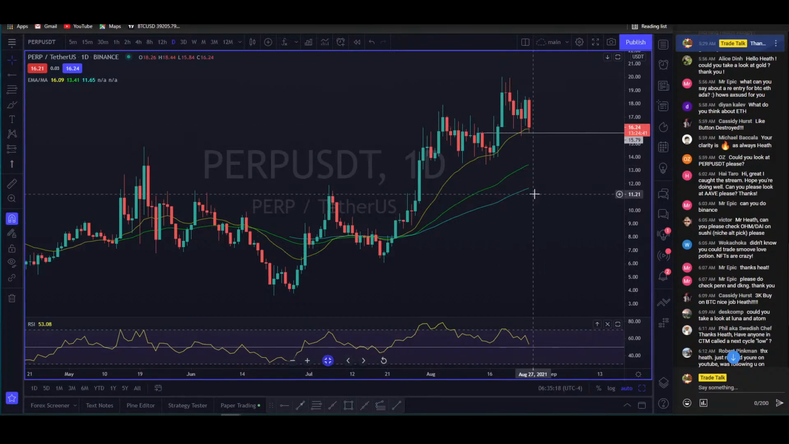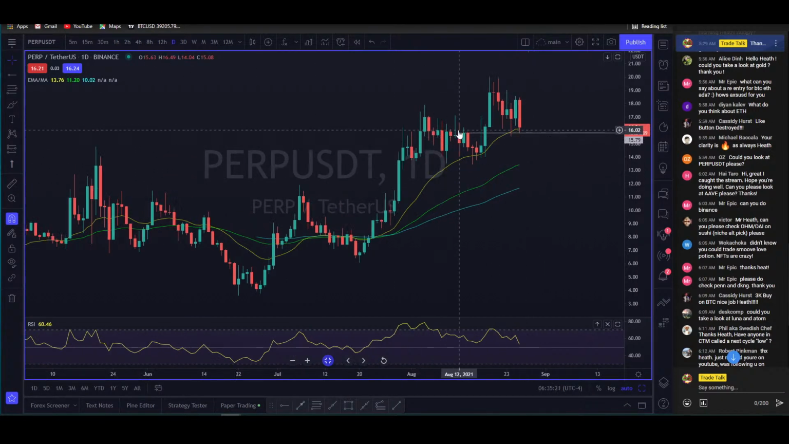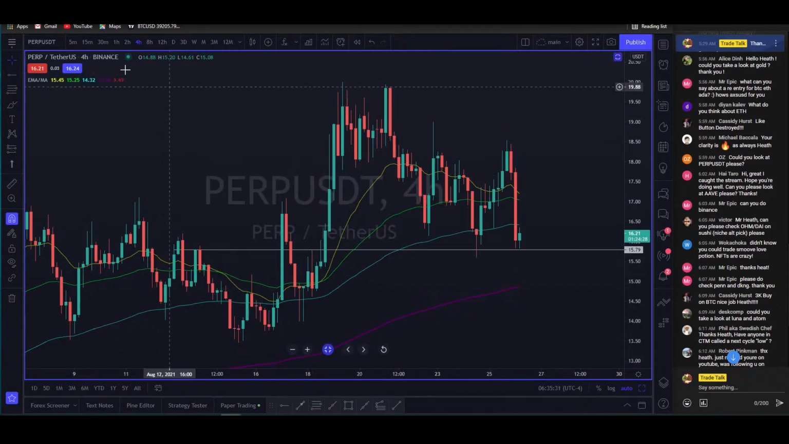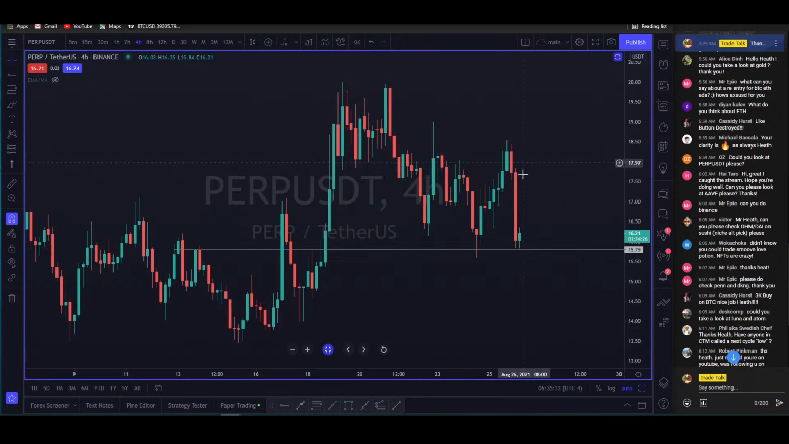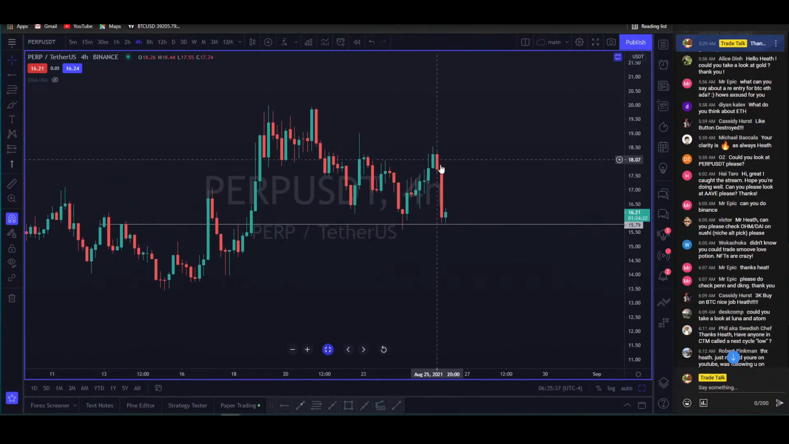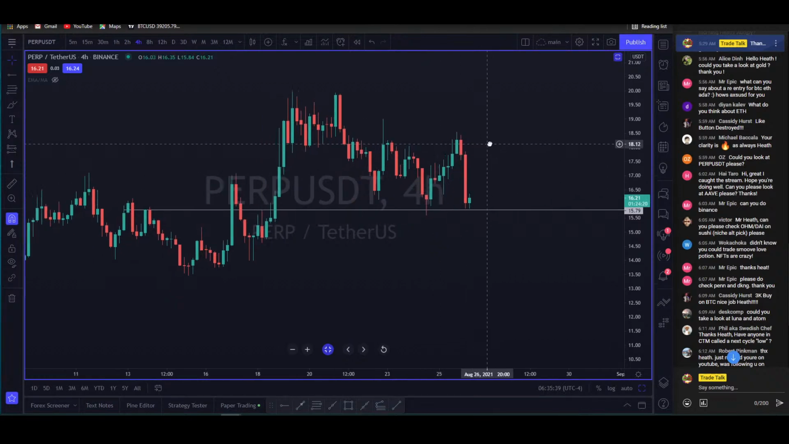So see if it holds 1579. That's possible support, right? It's already been checked once, so there's a pretty good chance it may not hold this time. And that doesn't look good. This is a 4-hour. Let's get rid of all the indicators because we're done with them. The 4-hour doesn't look that great. See how you trade it up and then boom, boom, right back down there.